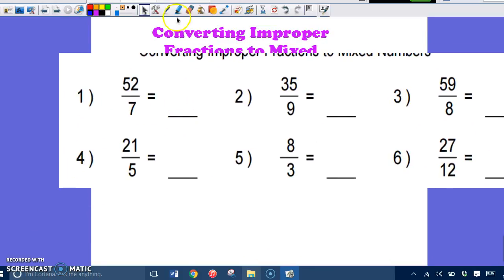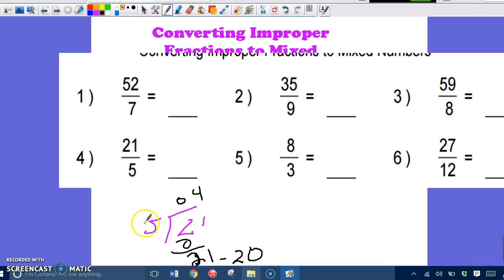A few more of these. 5 and 21. 5 will not go into 2. Oops, 2 left. Bring down your 1. 5 goes into 21 4 times. I'm just going to go this way since I ran out of space. 5 times 4 is 20. Subtract that. You have 1 left over and everything you need to make your final answer, which I'll put right here. Top number, the whole number, remainder is the numerator. Number on the outside of the house is your denominator. So you have 4 1/5.